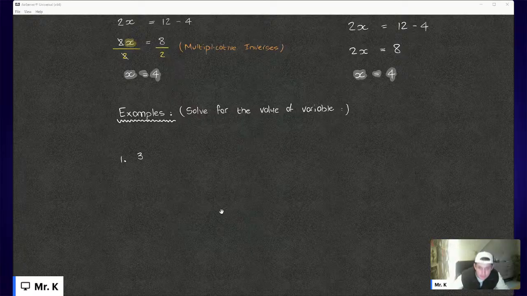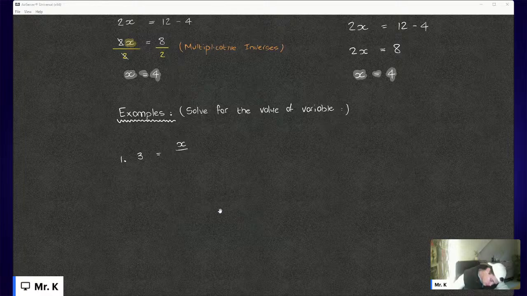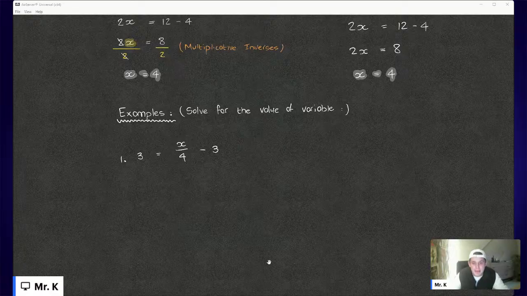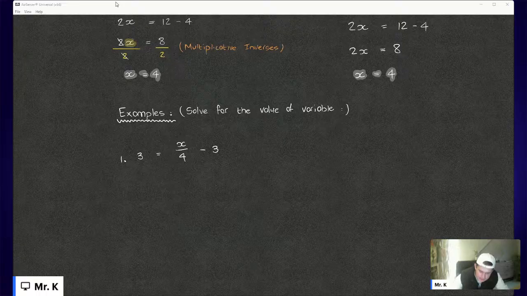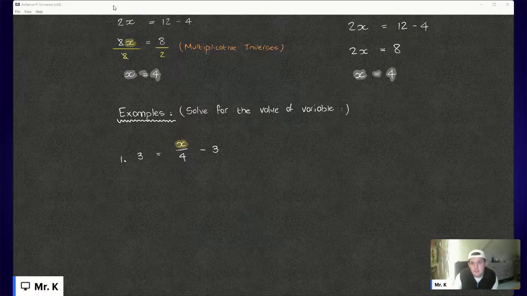Okay, so let's start by looking at some of the more simple examples. Let's say we have 3 is equal to x over 4 minus 3. Remember, we always want to focus on trying to find the value of the variable. So in this case, you can go ahead and practice identifying it. We know that we are looking for the value of x over here, and we have a few simple components in this equation. So what I'm going to want to do is gather all of the variables on one side and the constants on the other.